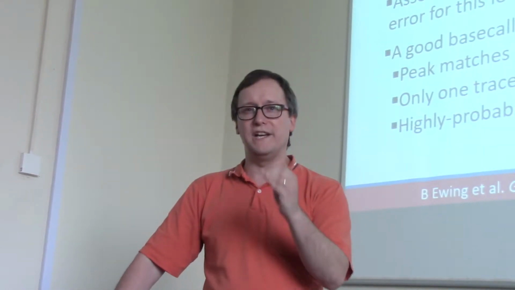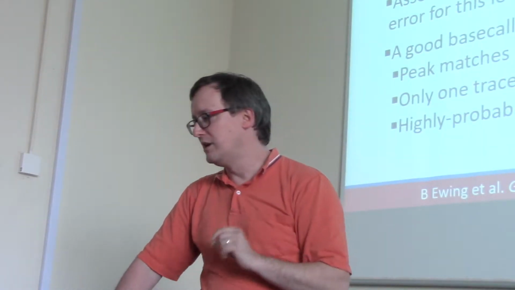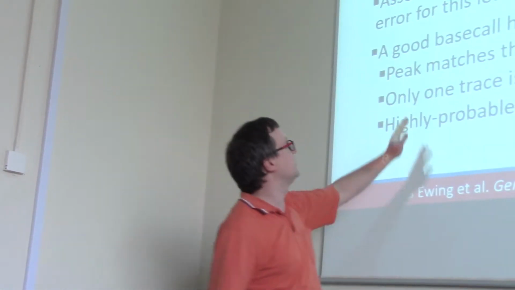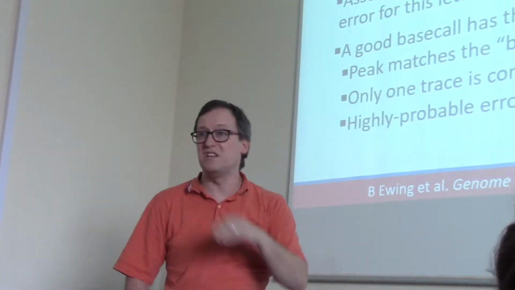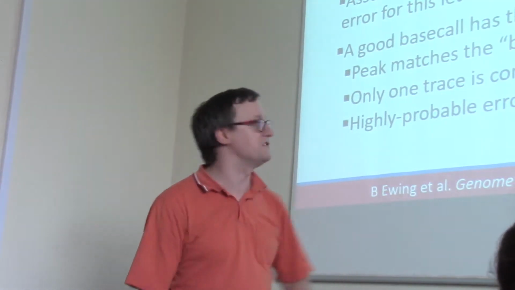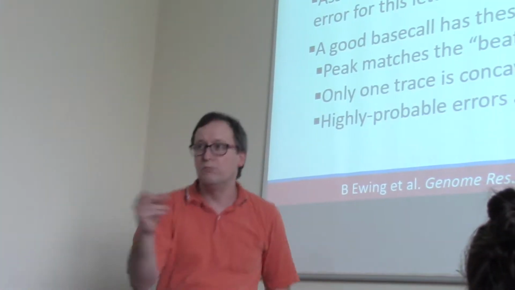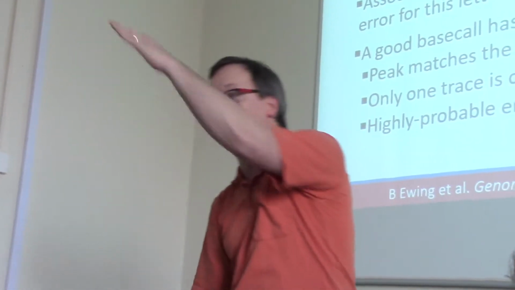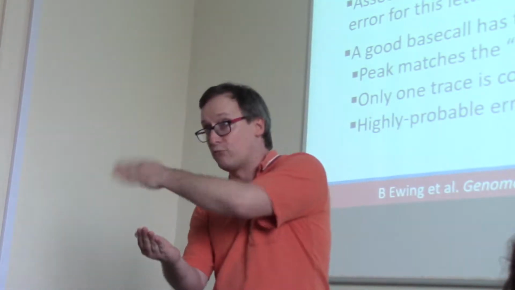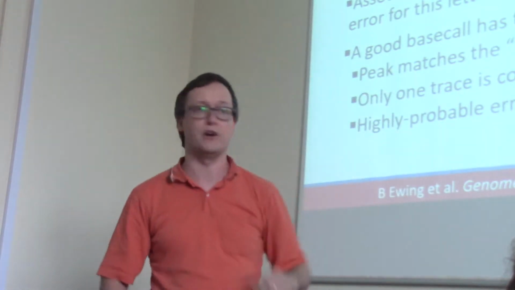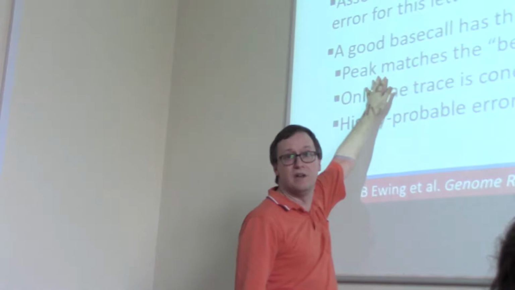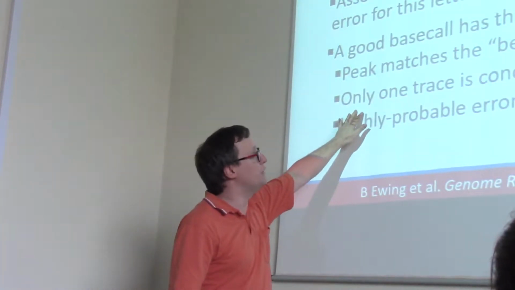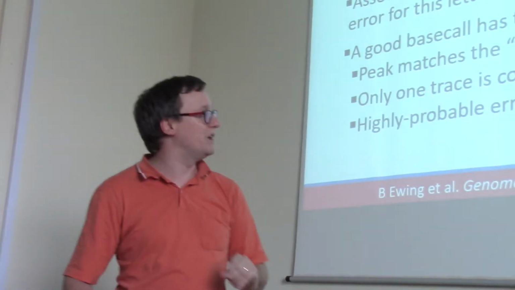So how do we separate a good base call from a bad one? Now, the paper is fairly complex, but I'm going to try to boil it down as much as I can. First off, peaks that we see in the electropherogram, these rises and falls, are going to match with the beat, boom, boom, boom, of the electropherogram. So we're going to need to look for a rise and fall at regularly spaced times in this electropherogram and see that we have a good peak that matches with that rhythm. Only one of the traces is concave down at this call.